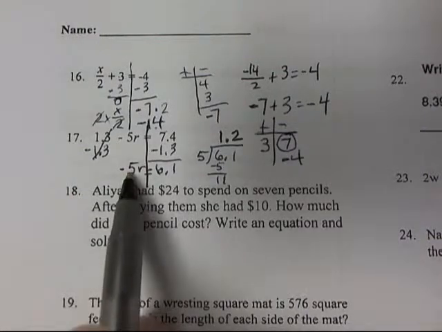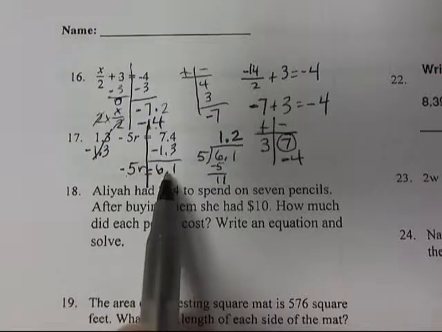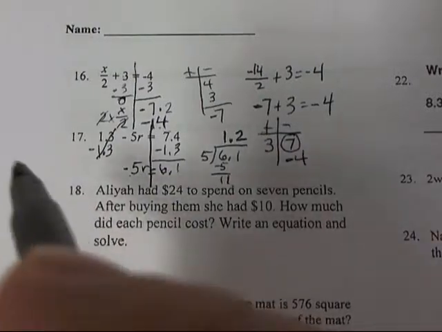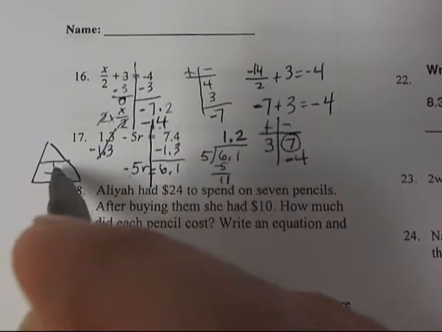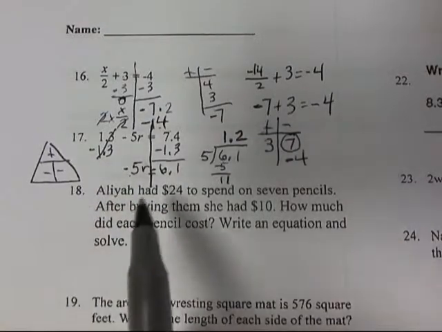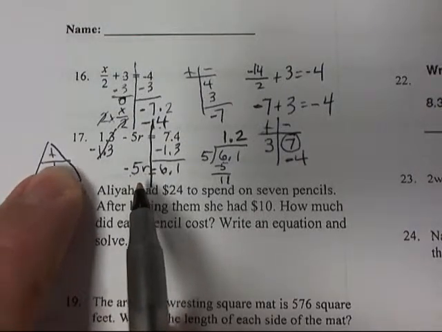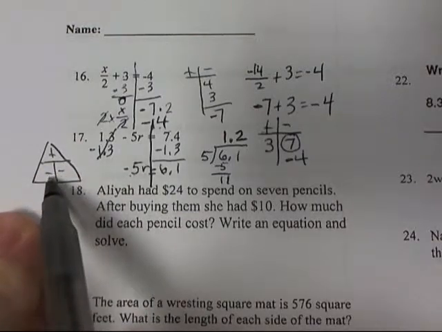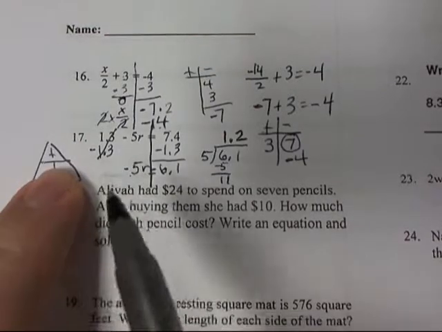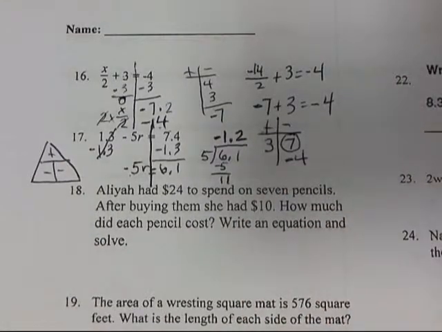Well, -5 times another negative number will give you a positive answer. And if you're not sure how to remember that, think of the pyramid. -5 times another negative number, so cover up your two negatives here, and you'll get a positive result. So we know this has to be -1.2.